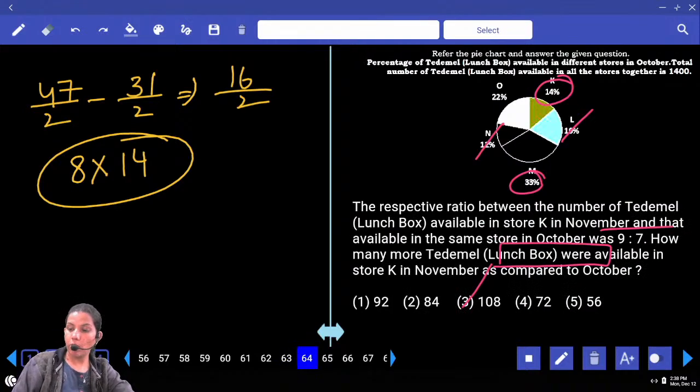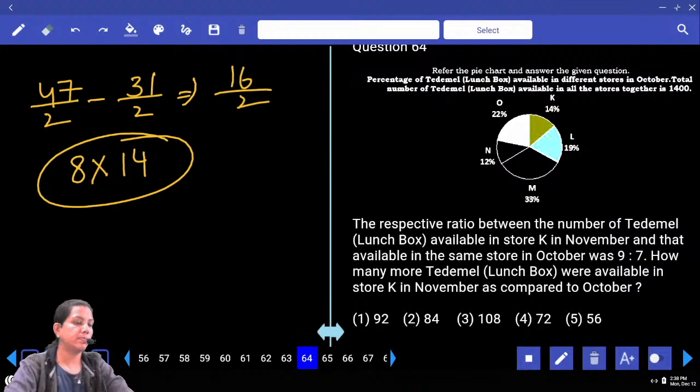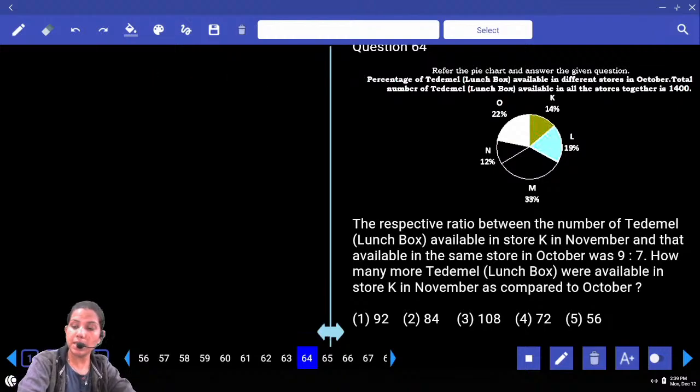నెక్స్ట్ క్వశ్చన్ నెంబర్ 64. Question number 64. The respective ratio between the number of treadmill available of store K in November and that available in the same store in October was 9:7. It is completely October information. Then how many more treadmill were available in store K in November as compared to October? K how much percentage actually?